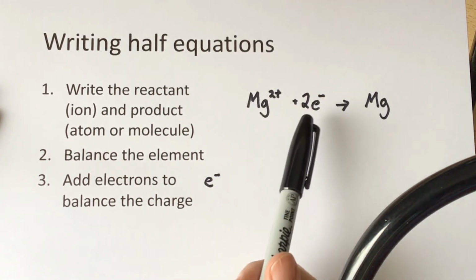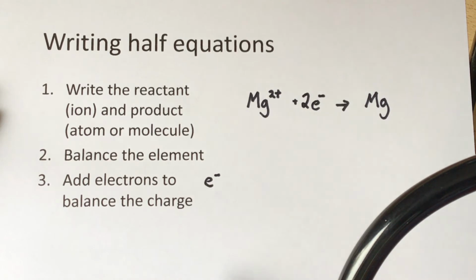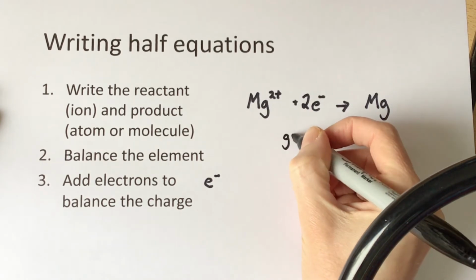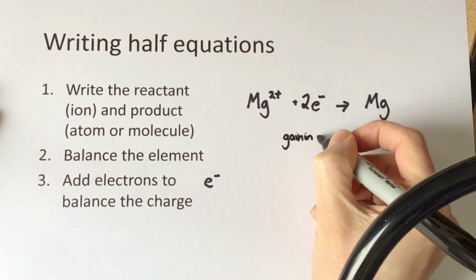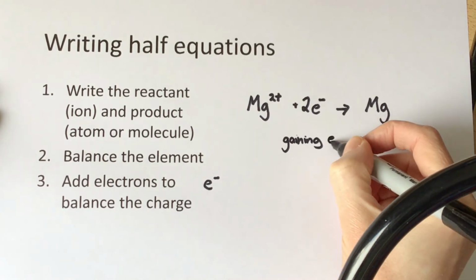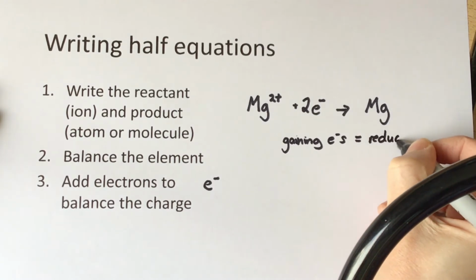So magnesium 2+ gaining 2 electrons to turn into magnesium. Because it's gaining electrons, and when it's gaining electrons you always write them in the reactants, this is reduction.